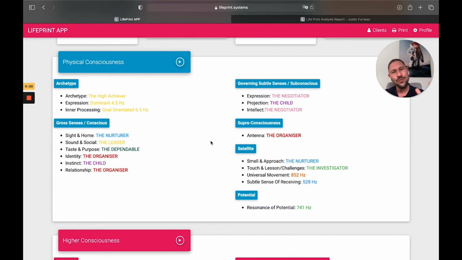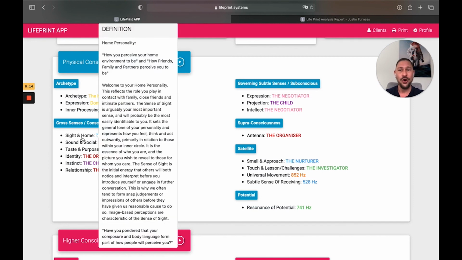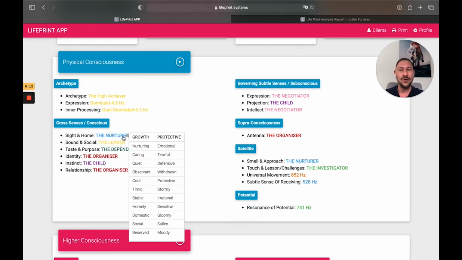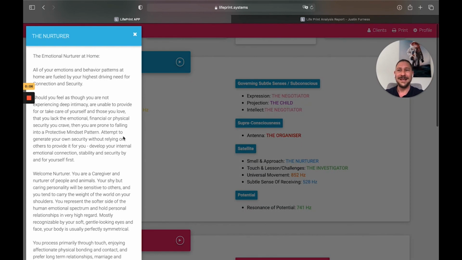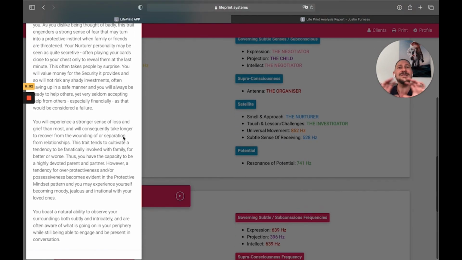Depending on which ones you have in which positions, for instance, I have a nurturer and connector in my home personality, and when I roll over it, it's going to give me my growth and my protective mindset spectrum. If I then click in, it'll give me the whole script in which I can read more details and context.